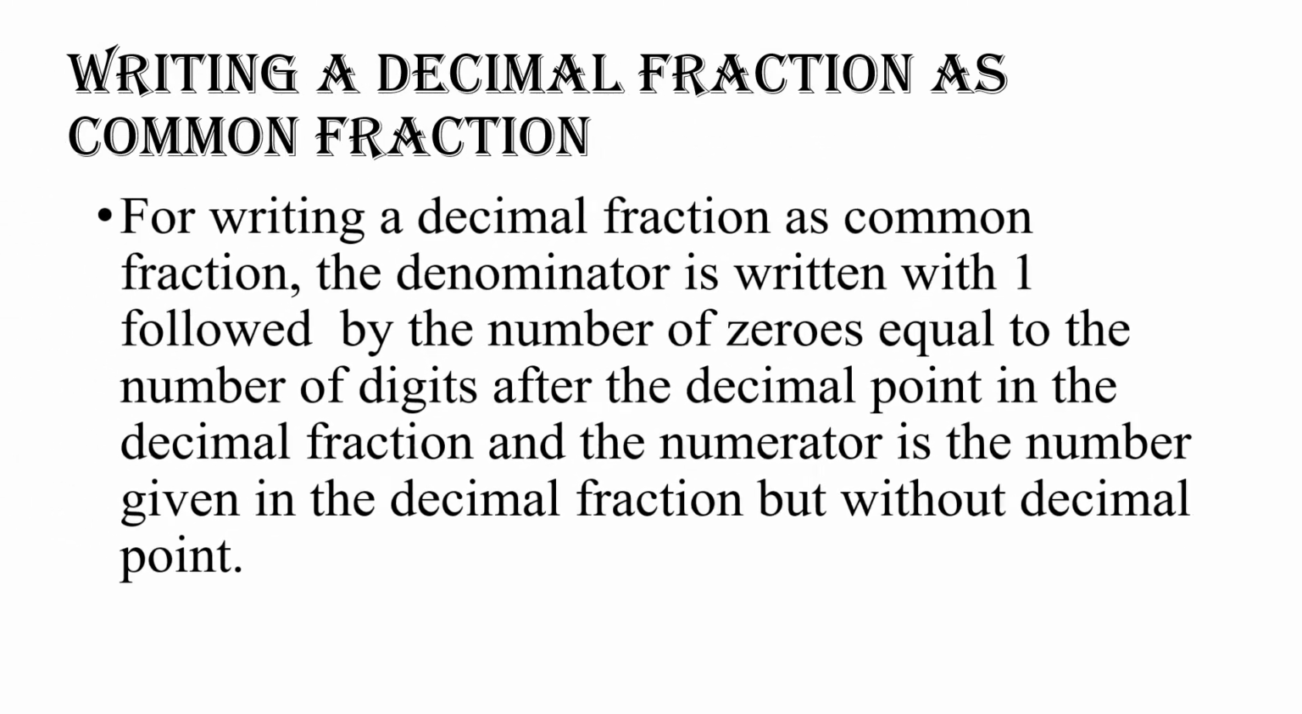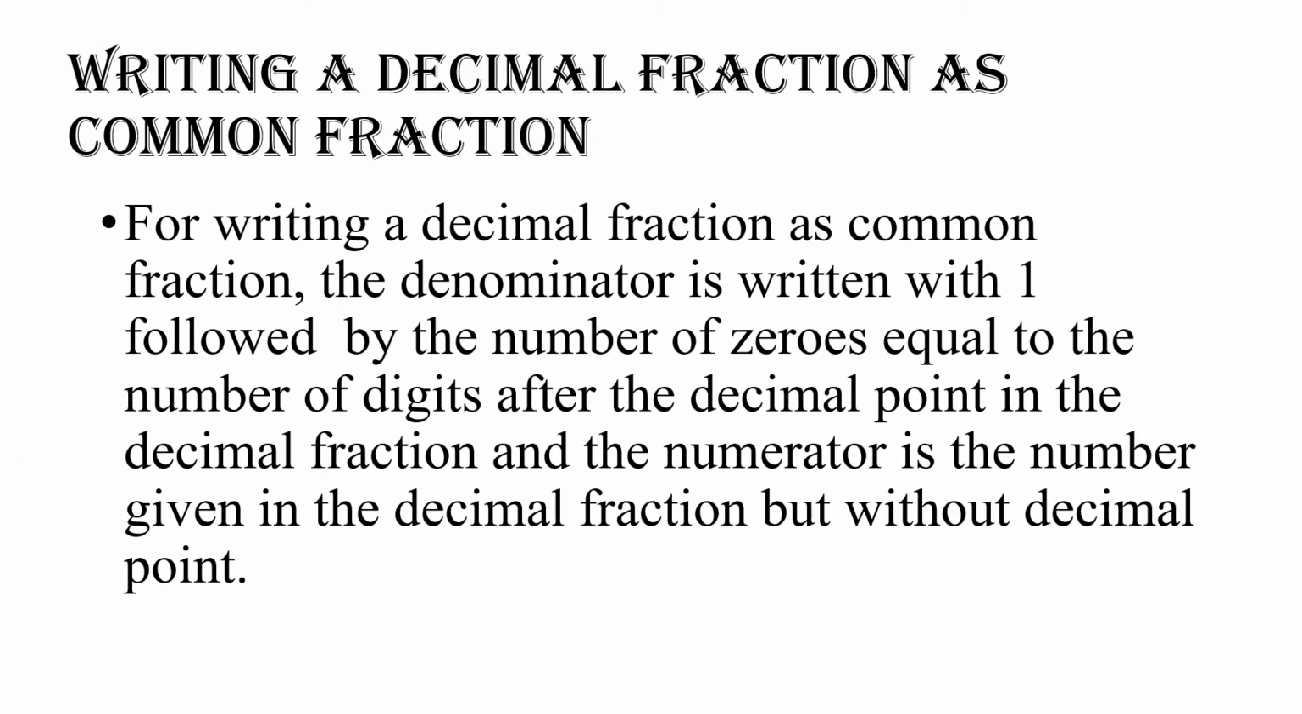Writing a decimal fraction as a common fraction. So for writing a decimal fraction as a common fraction, the denominator is written with 1 followed by zeros, and the number of zeros would be equal to the number of digits after the decimal point in the decimal fraction, and the numerator is the number given in the decimal fraction but without the decimal point.